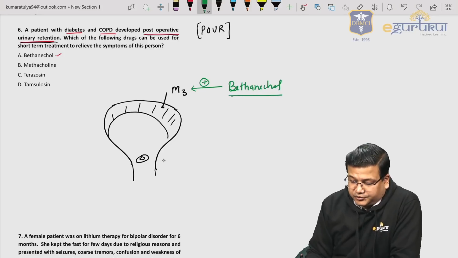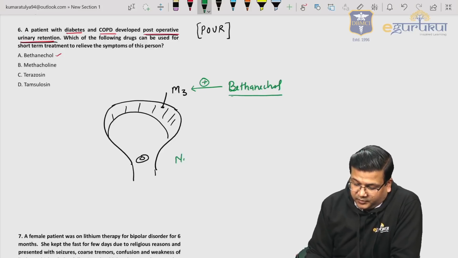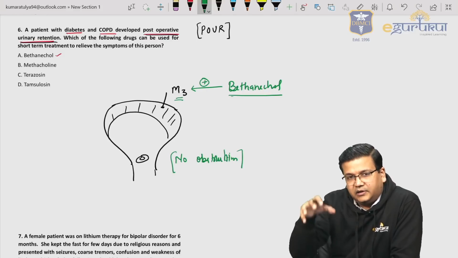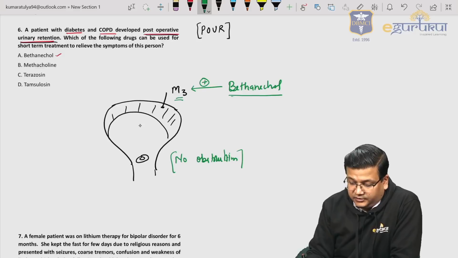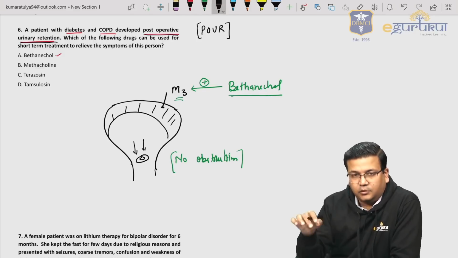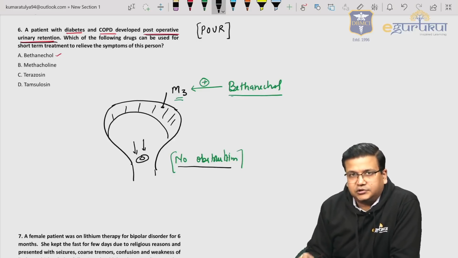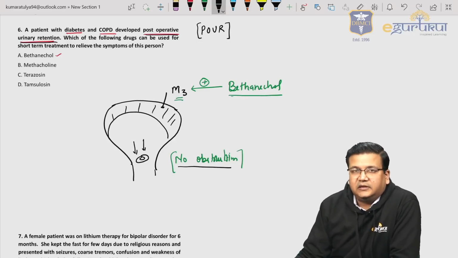If there is no obstruction, please remember, the word to remember is no obstruction in the outlet, then bethanechol or any cholinergic drug acting on the muscarinic receptor will contract the detrusor and urine will come out very easily. But there should not be any obstruction in the outlet, which is not present in this case, so we can think of bethanechol.